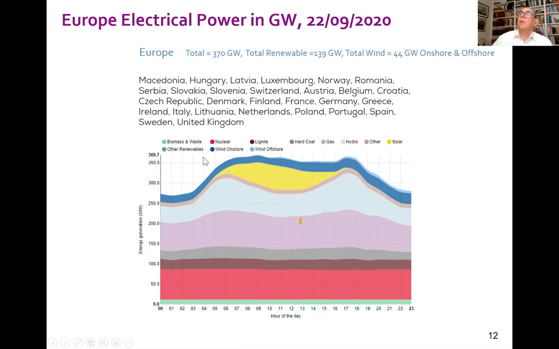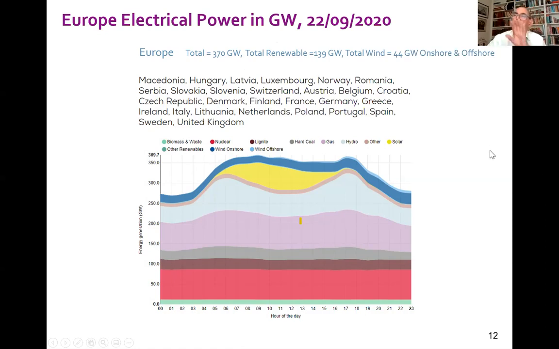And you see that the peak generation is about 370 gigawatts. And of that European generation, 139 gigawatts, you see the value of these units, is renewable. In other words, over a third of the electricity being generated is coming from renewables. And you can see the wind here.